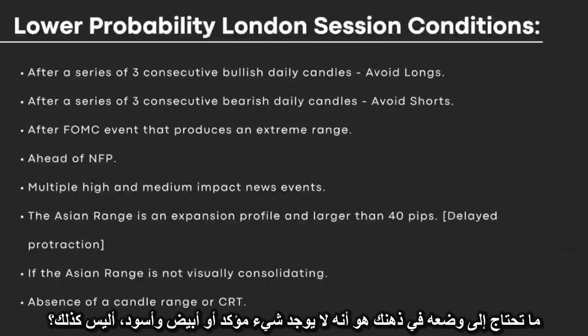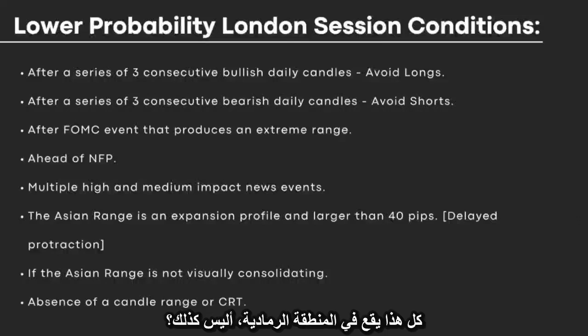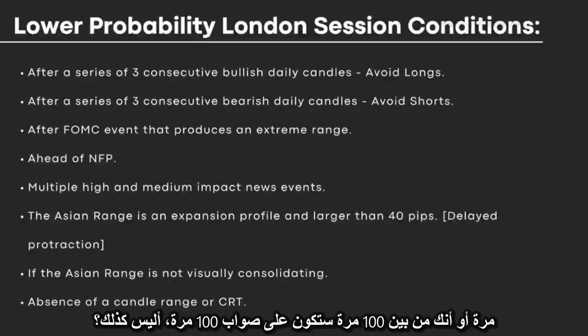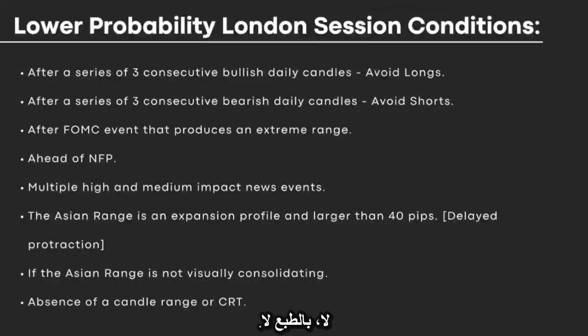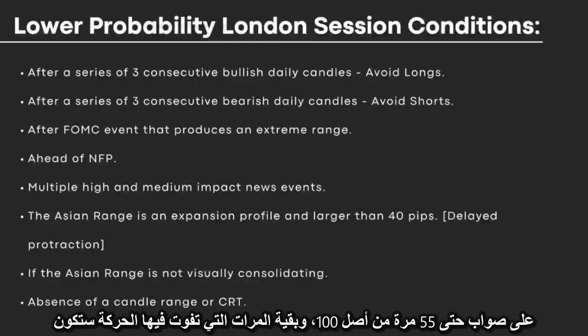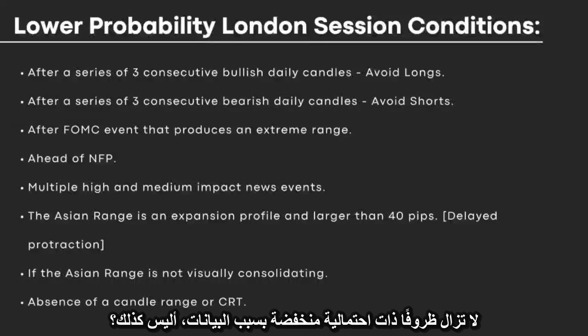What you need to put in your mind is that nothing is certain or black and white, right? All of this comes in the gray area, right? Even if your data suggests these conditions to be low probability, it doesn't mean that out of 100 times you will be right 100 times, right? No, that's not how this works. What matters is that you need to be right more often than not, which means if you're right even 55 times out of 100 and the rest of the times you're wrong, it would still be deemed a low probability condition because of the data, right?